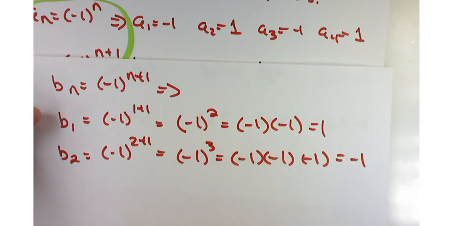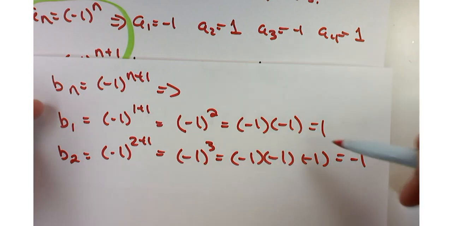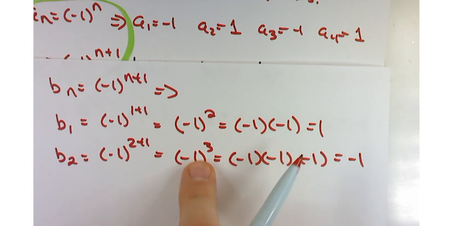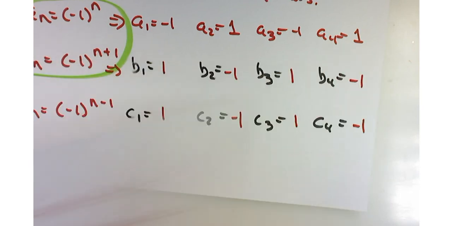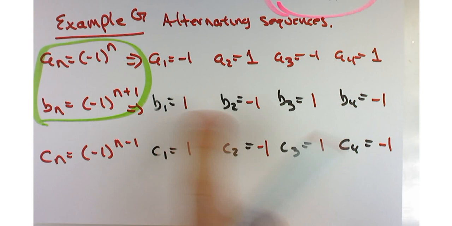So it just comes down to whether there's an even or odd number in the exponent, and that's going to dictate if it's positive or negative. I was multiplying that, I just did it.